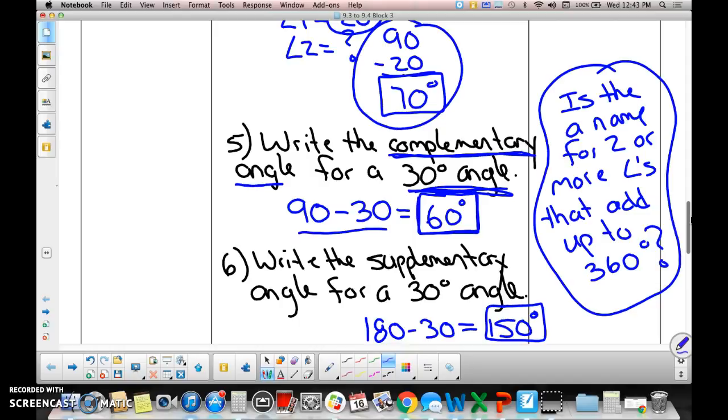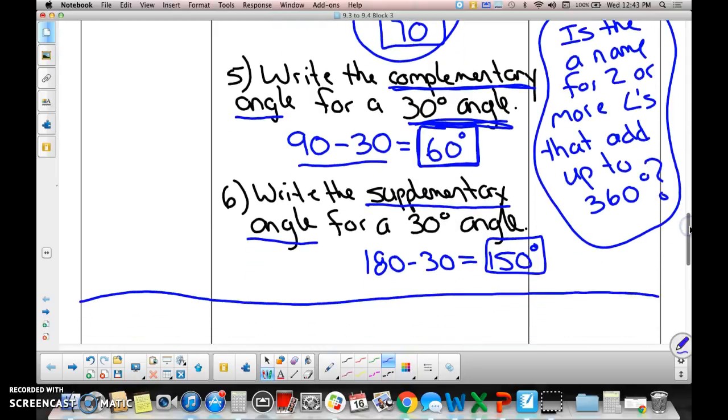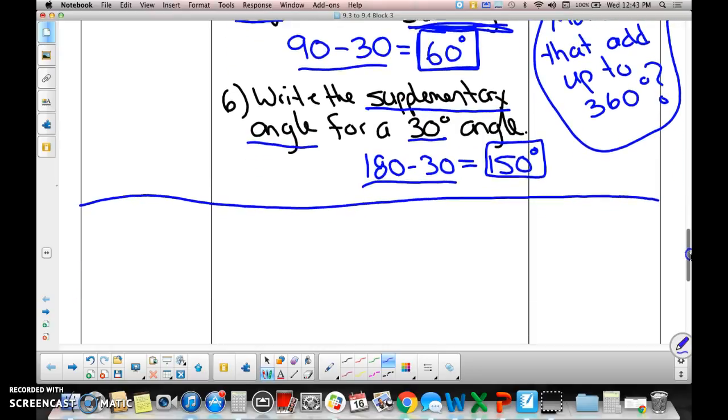Same thing for supplementary angles. Everybody, on the count of 3, what do supplementary angles add up to? 1, 2, 3. 180. And if we know that one of the angles is 30 degrees, we would simply subtract 30 from 180 to get our second angle. Yes or no? Yes.